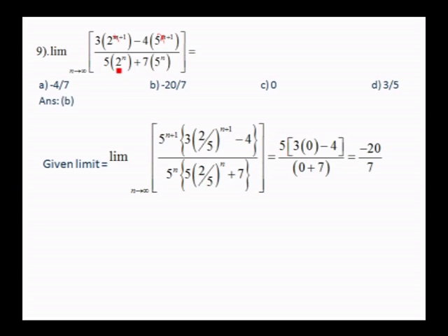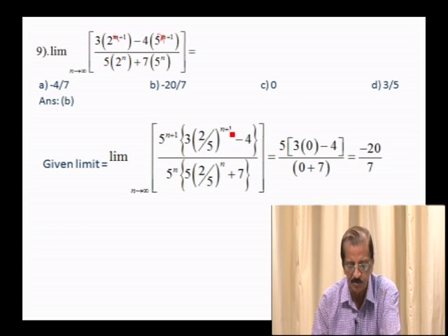In the denominator too, look at which is bigger between 2 and 5; 5 is bigger. You write 5 to the power of n outside: 5 into 2/5 whole to the power of n plus 7. Now 5 to the power of n+1 and 5 to the power of n cancel and 5 comes. These are 2/5 whole to the power of n+1 as n tends to infinity. I already said x to the power of n as n tends to infinity is 0 whenever mod x is less than 1. So 2/5 is less than 1, so 0 minus 4. Here also 5 into 0. Since 2/5 is less than 1, it is 0 plus 7, so -20/7.